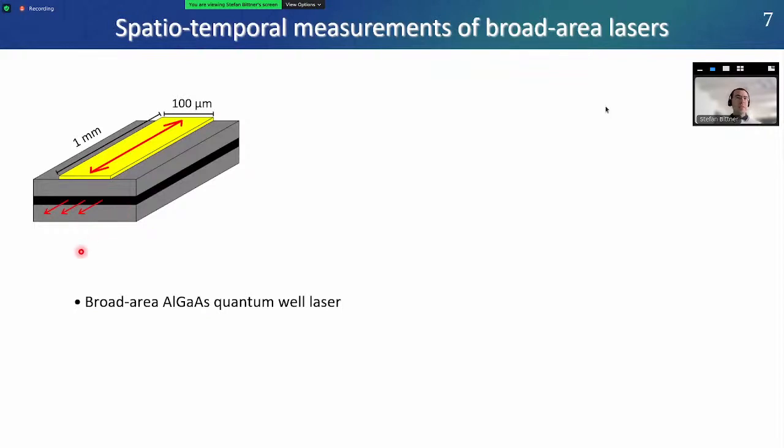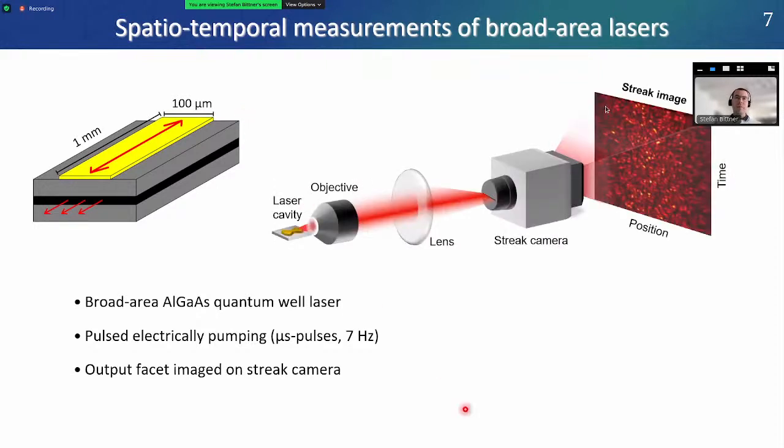In the following, I show you experiments with homemade broad area aluminum gallium arsenide quantum well lasers. The typical device is 1 millimeter long and 100 micron wide. They are pumped electrically with 1 microsecond long pulses at a low repetition rate to reduce heating. To measure the dynamics, we image the output facet of the laser onto the entrance slit of a streak camera. And the streak camera then measures spatiotemporal images where one axis corresponds to the position of the output facet and the other axis is the time. And we can achieve picosecond resolution with the streak camera.